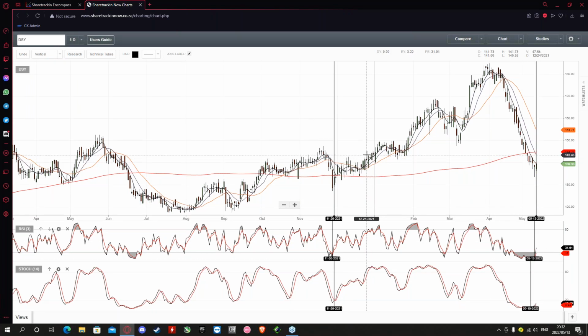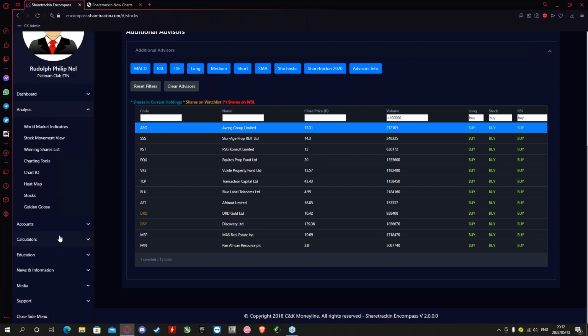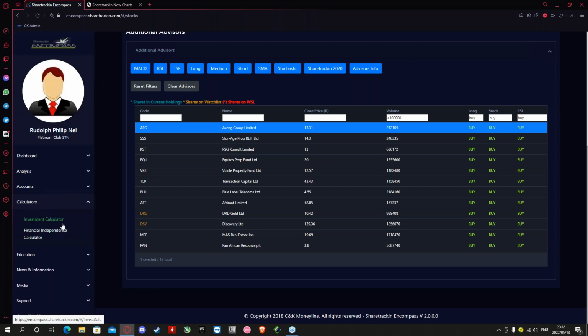So we can use this one as an example to go and buy. So how to do that? First thing is we know what our code is. It's DSY. We know what the company name is. It's Discovery. So we need to go and calculate now how many shares we need to buy for us to be able to have a low break-even point. Because the lower our break-even point is, the better for us, because it means that we would be making money much quicker. And for that, we need a calculator, which is underneath calculators, and we click on investment calculator.